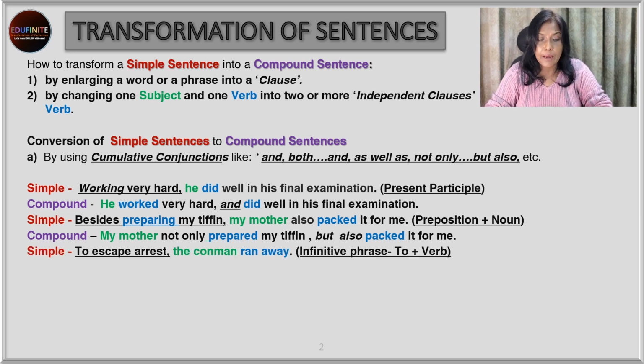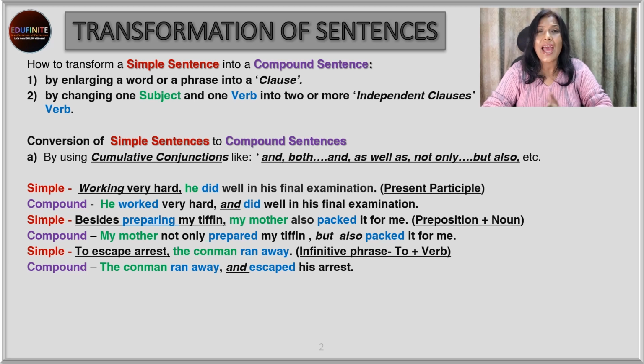Next, to escape arrest, the con man ran away. Now, "to escape arrest" is the phrase of the simple sentence which we need to expand. Let's see how we do it and turn it into a compound sentence. The con man ran away and escaped his arrest. That means "and he escaped his arrest," so we have kept the "he" hidden. So it's just "and escaped his arrest."